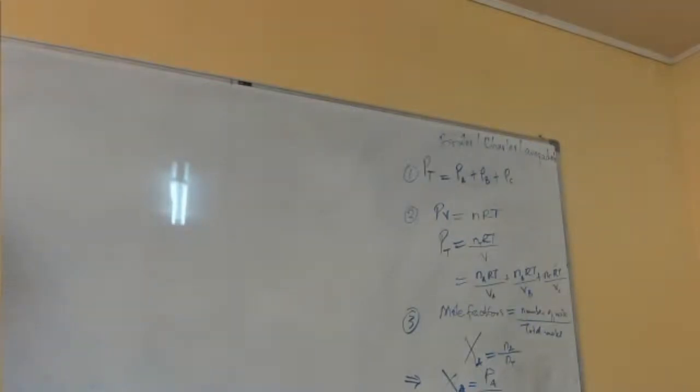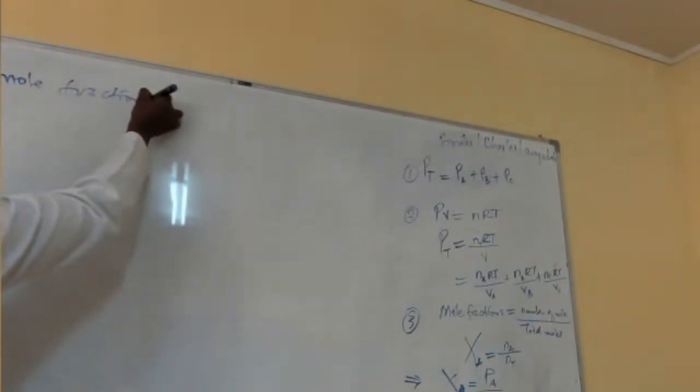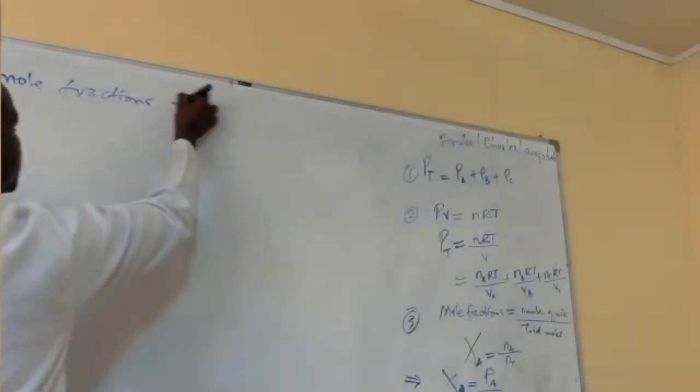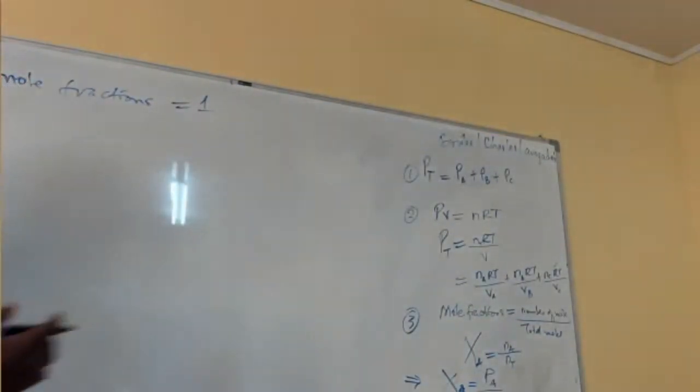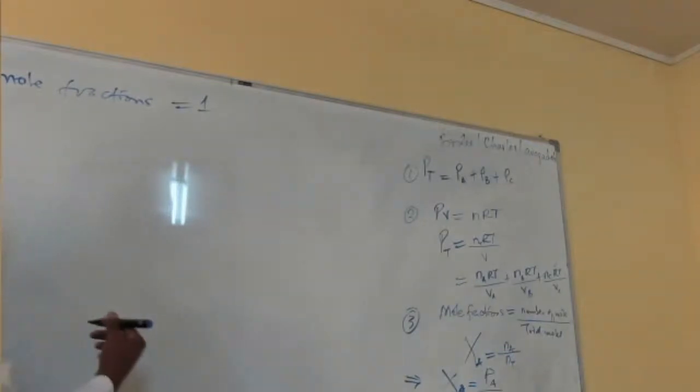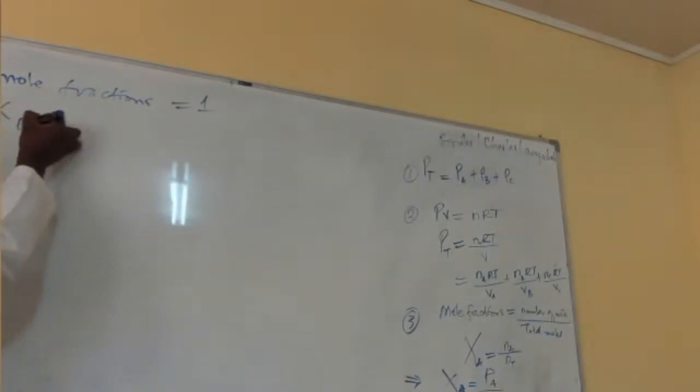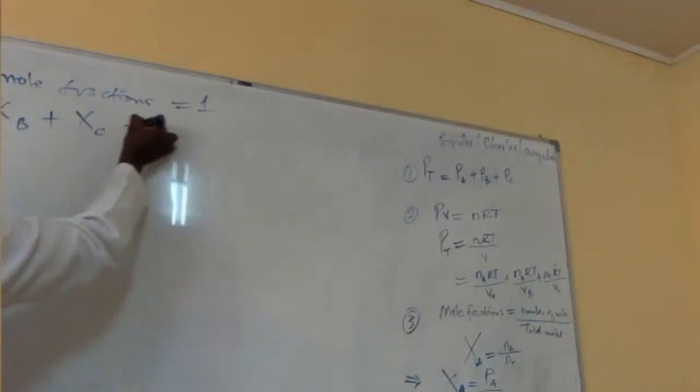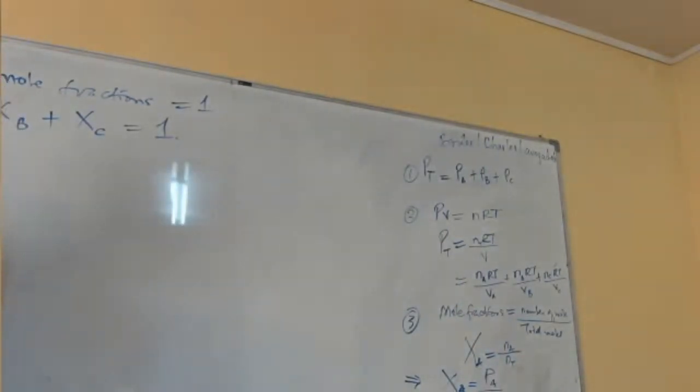Meaning that if you have a number of gas fractions, the sum of all mole fractions should always be equal to 1 because they are fractions. So the mole fraction of A plus the mole fraction of B plus the mole fraction of C should be equal to 1.